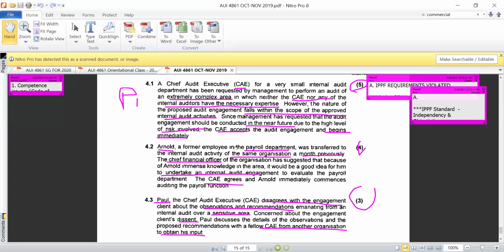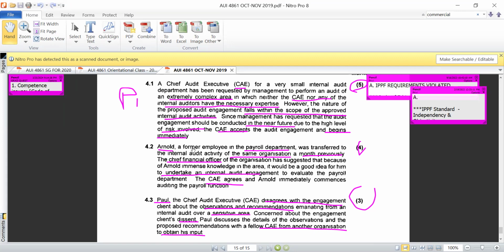remember he was an employee, a former employee there in the payroll department, about a month ago. So if you are assigned to audit somewhere where you were involved as an employee, it means there are self-review issues. Because how can you audit yourself? You can't. You will not be independent and you will not be objective. Does it make sense, guys?